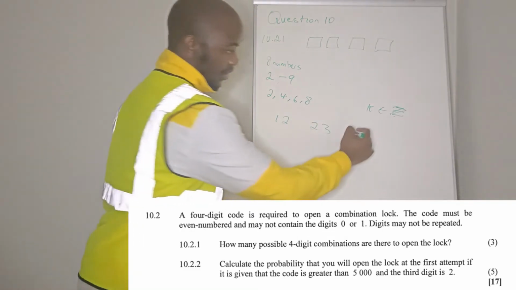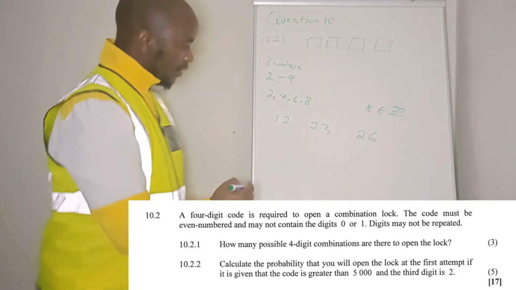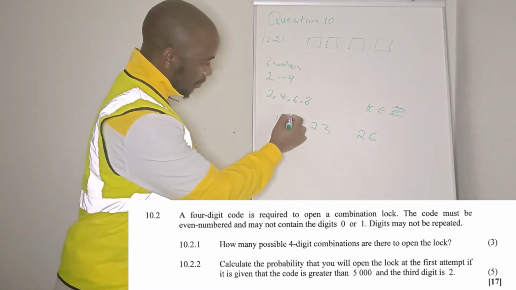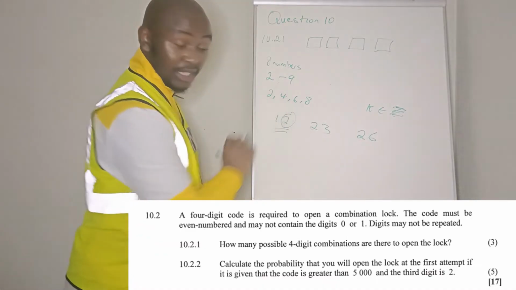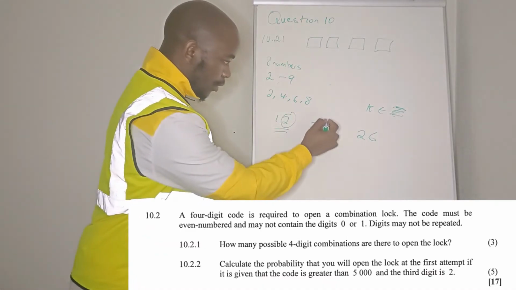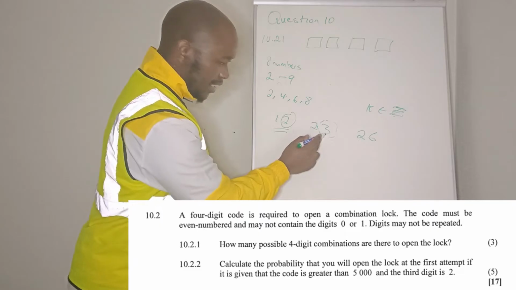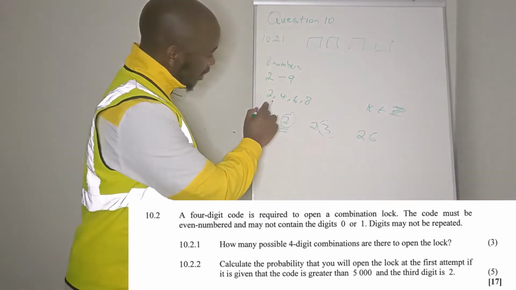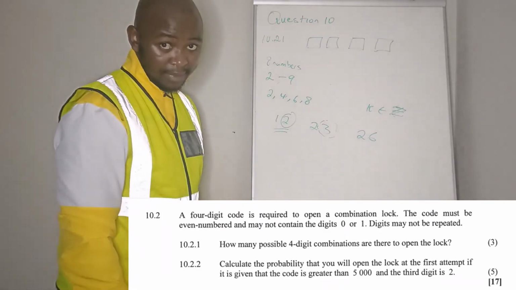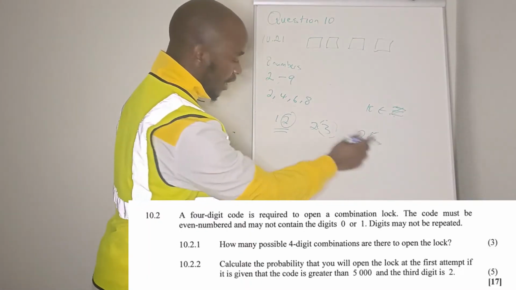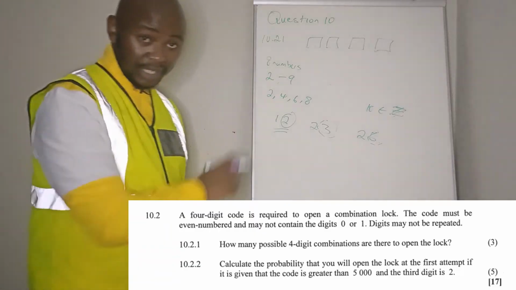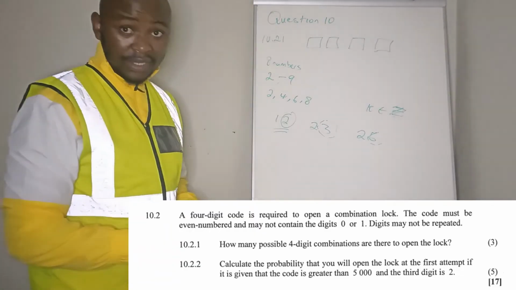Let's look at 26. This number ends with an even number because it falls within those digits in there. What about this one? This ends with a 3, and 3 doesn't fall part of even numbers. What about 26? This ends with an even number, which is within those numbers that I put in here.